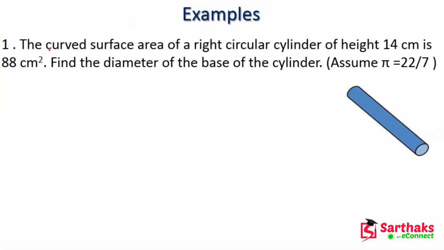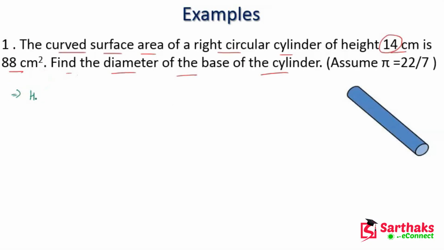Question number 1: the curved surface area of a right circular cylinder of height 14 centimeter is 88 centimeter square. So we have the CSA of the right circular cylinder as 88 centimeter square, and we have the height of the cylinder. Then we have to find the diameter of the base of the cylinder. This is very easy, my dear friends, we can easily solve this question.